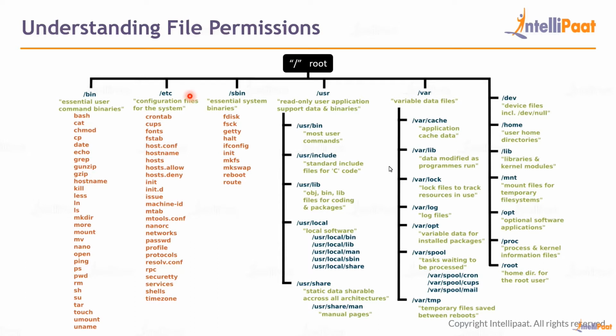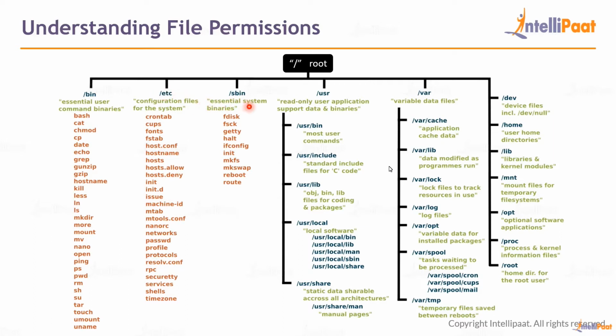And then /etc, configuration files for the system. You have crontab, you have the hostnames, you have the networks, you have the passwords here. Even the passwords are stored here. Even the time zones are available here. The services running are available here. You can see every single configuration file under the etc folder.